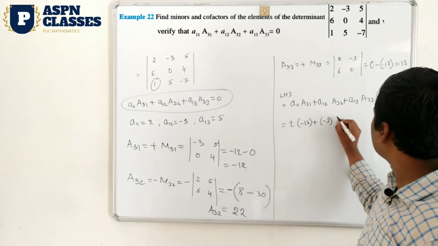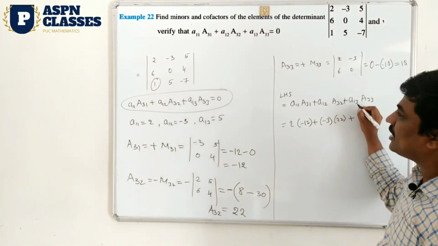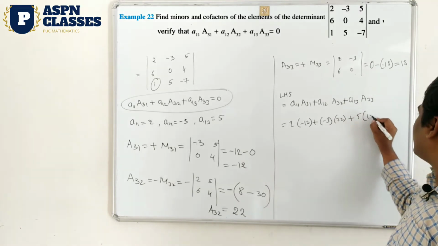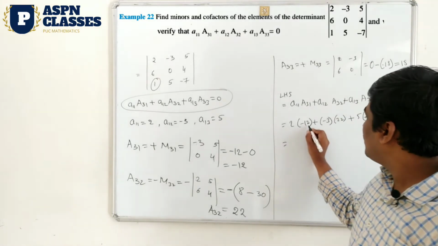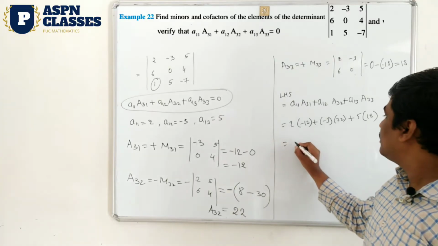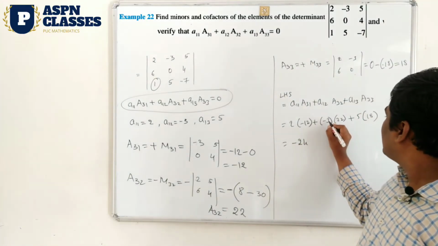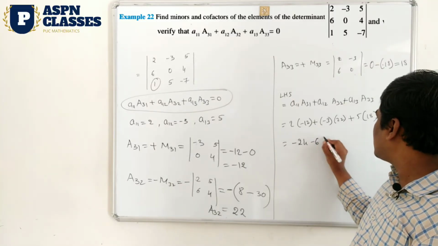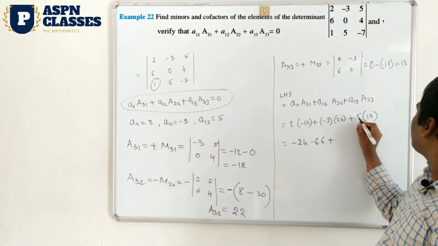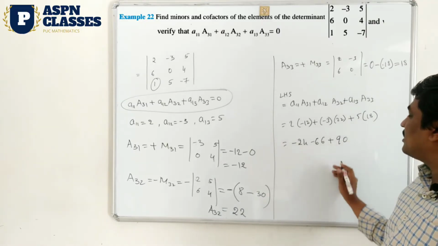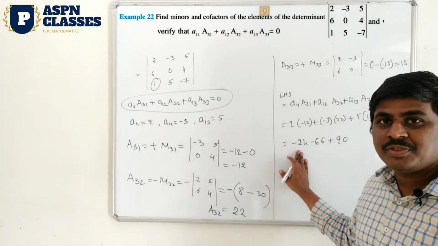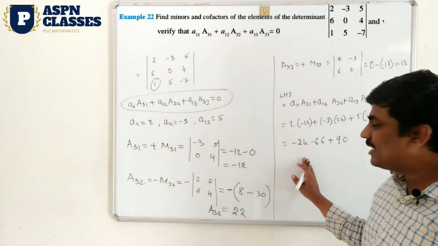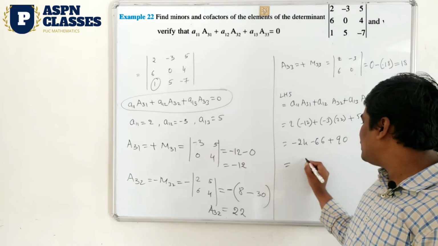A32 times the answer you get, plus A22, plus A13 element, you get the answer 5, and this is plus 18. Okay, now go and simplify. 12 into 2 means minus 24. Minus 3 into 22 means minus 66, and here plus 5 into 18 means 90. Minus 66 and minus 24 gives minus 90, and plus 90. What is the answer?